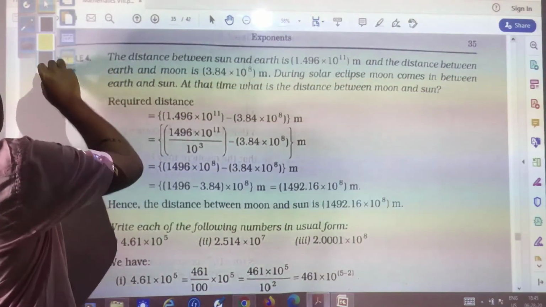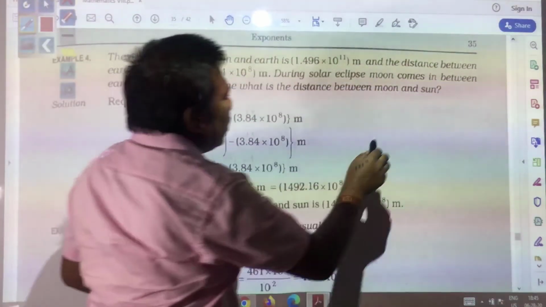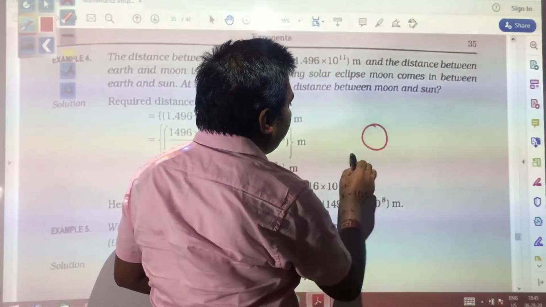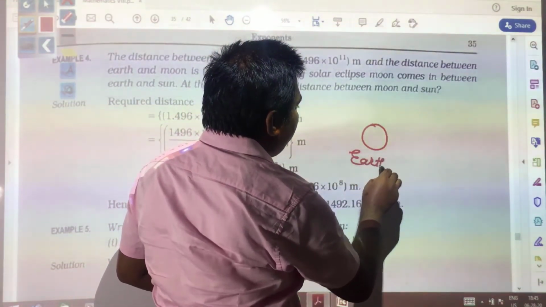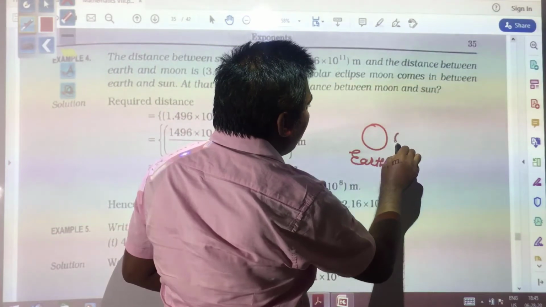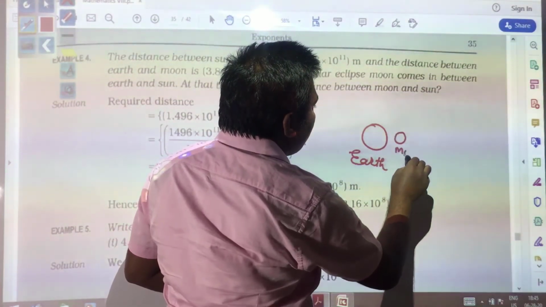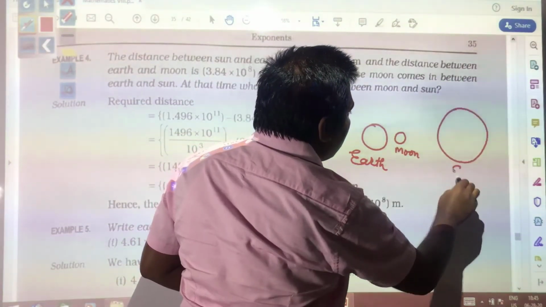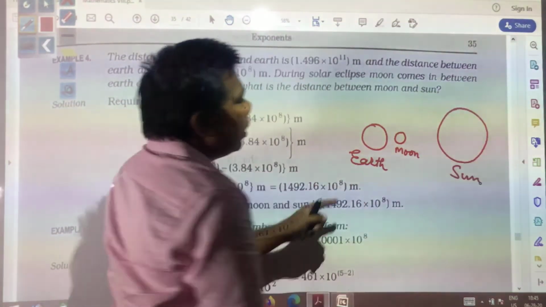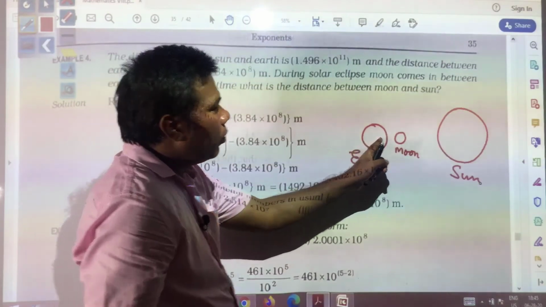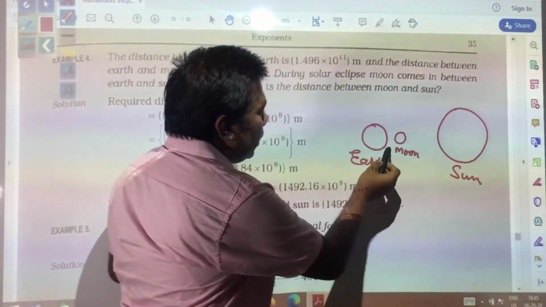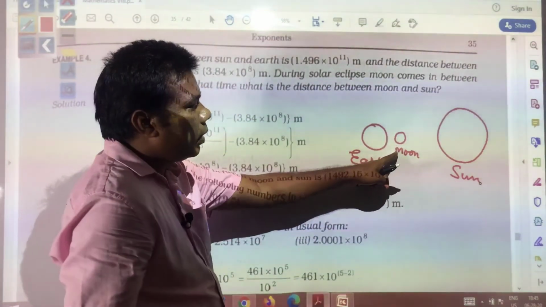Here you see, try to understand. Suppose this is your earth, this is your moon, and this is your sun. During a solar eclipse, all will be in the same line, so that only then will there be an eclipse.